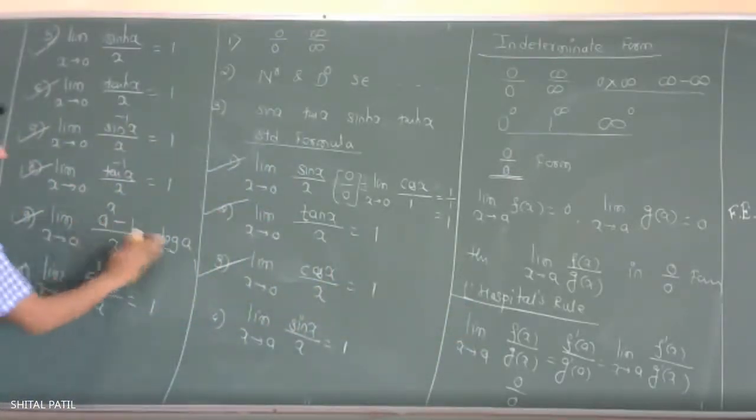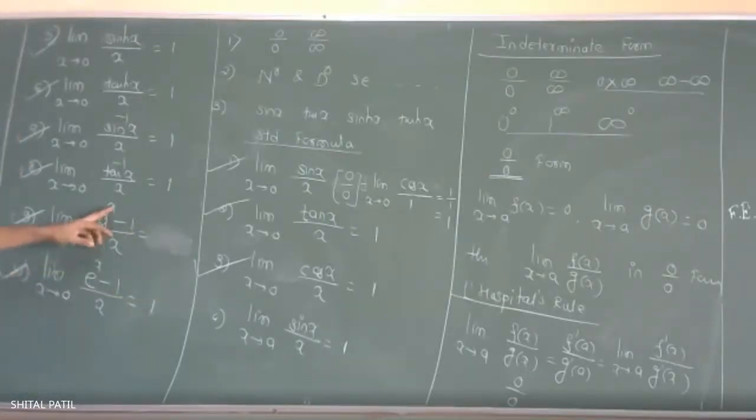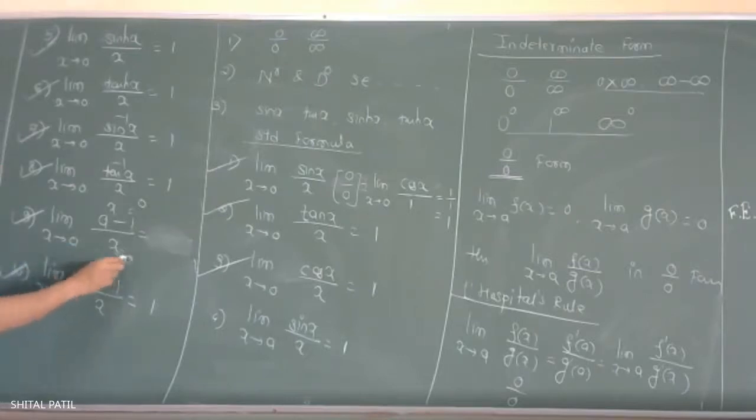Let me write it. If I substitute x equal to 0, what is a raised to 0? 1. 1 minus 1 is 0, na? Numerator is 0. Denominator is x, but x is equal to 0. So we have 0 by 0 form. So can we use L'Hospital's rule? Yes. Okay, let me use it.